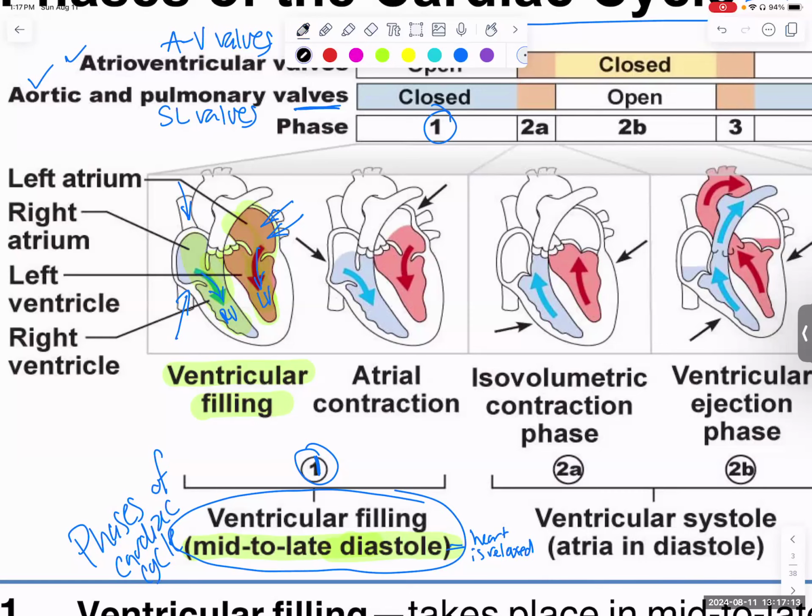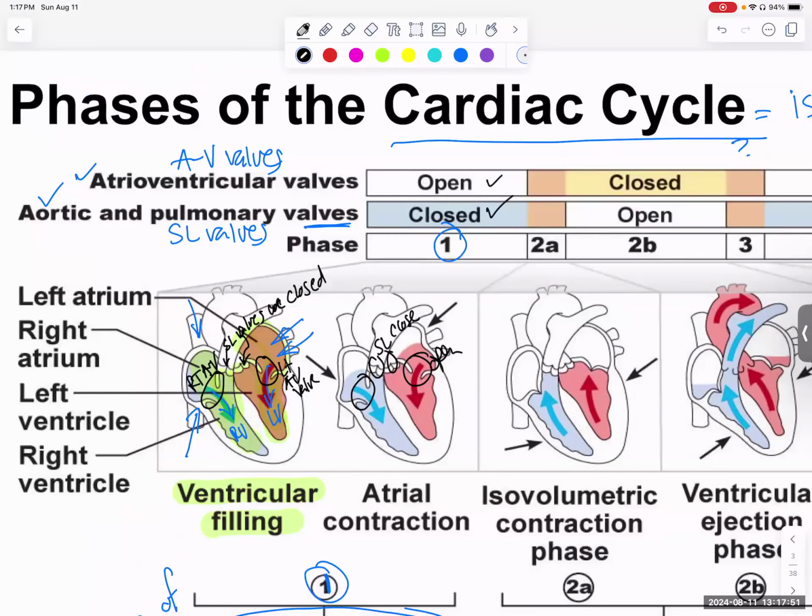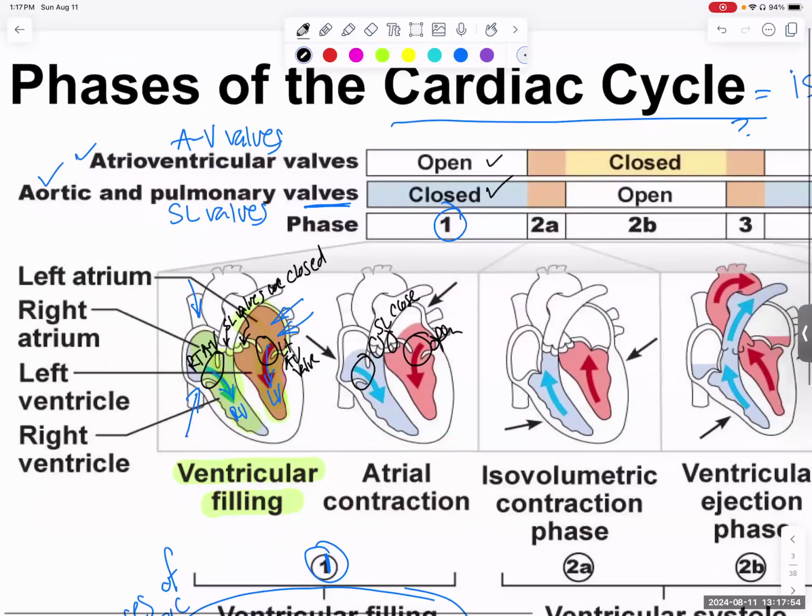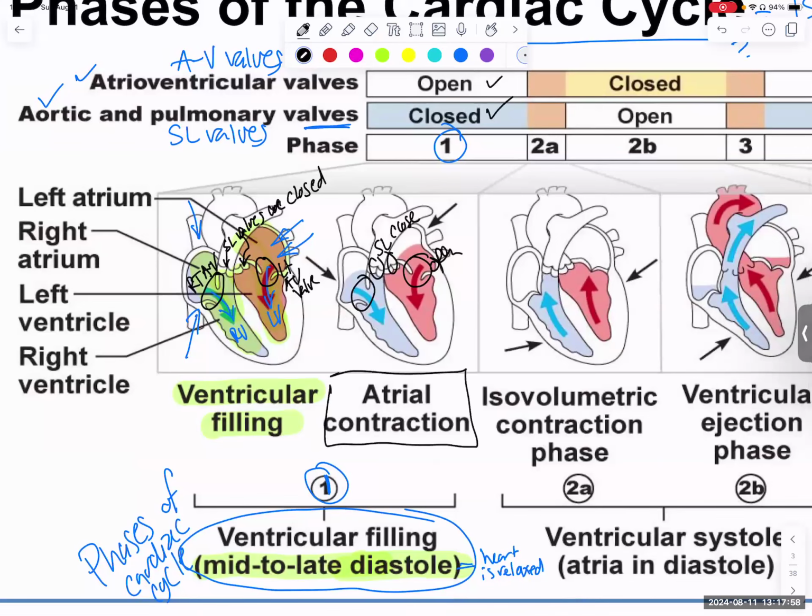AV valves are open. There is the right AV valve. Here is the left AV valve. Semilunar valves are closed. Heart is filling blood from the atria into the ventricles. It's passive. AV valves are open. Semilunar valves are closed. And if you look up here, AV valves are open. Semilunar valves are closed. Then the atria contract. So here's where we see the P wave on the EKG.